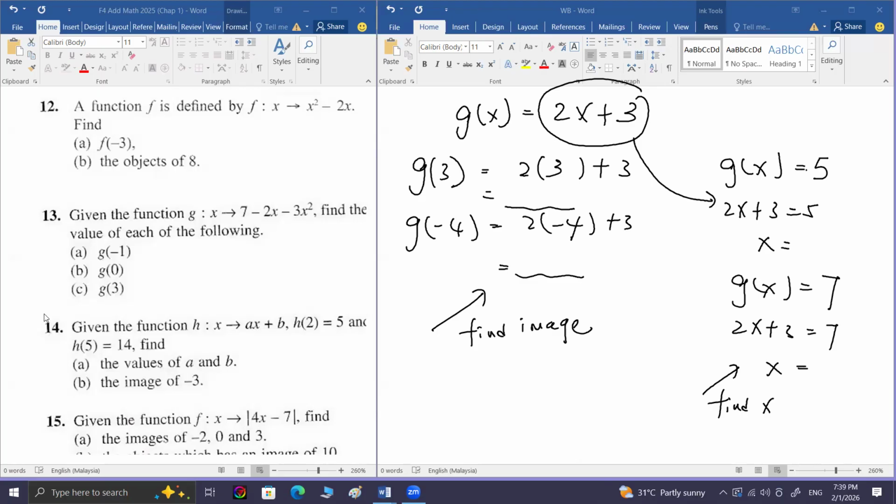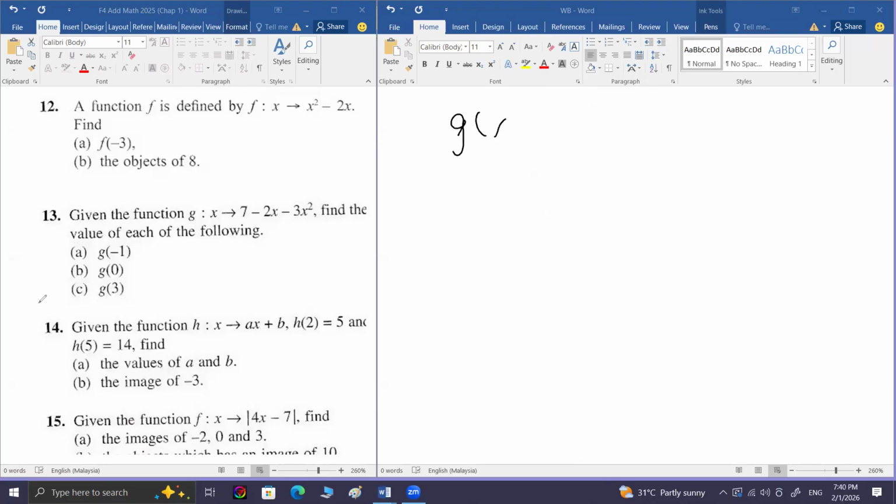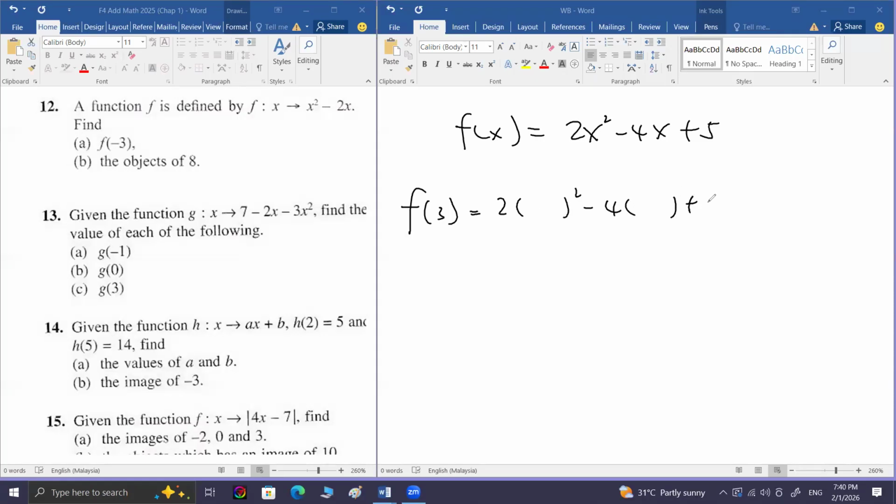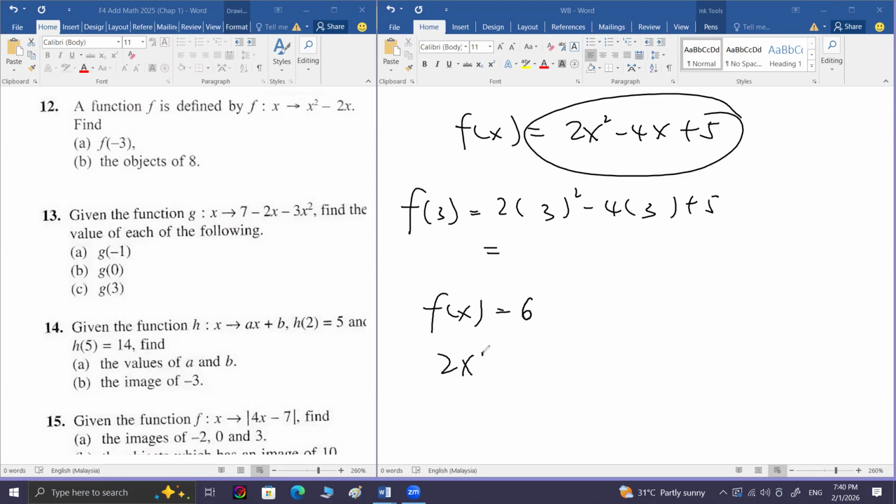Another one is like this. Sometimes I put f(x). So if I say find f(3), how? You just substitute the x with 3. Find image. When I say f(x) is 6, it means you copy the right side, then you set it equal to 6.